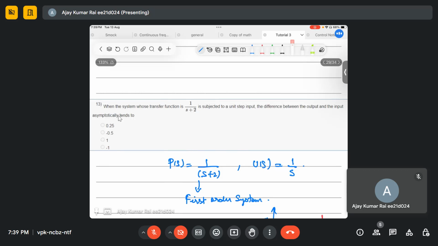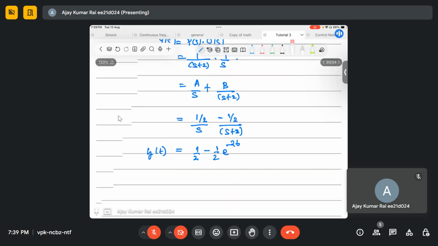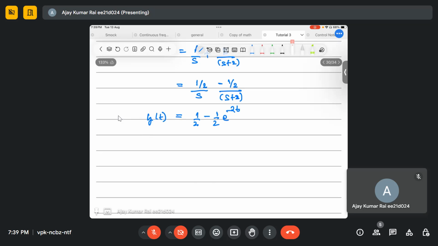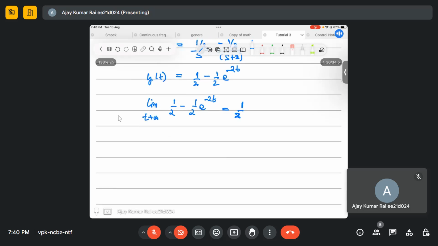And what we have to find out is the difference between output and input. Asymptotically means t tending to infinity. Let's find out the response when t tends to infinity. You put this in, and the second term will be equal to 0 and you will be left with 1 by 2, right? So let me correct this graph here.